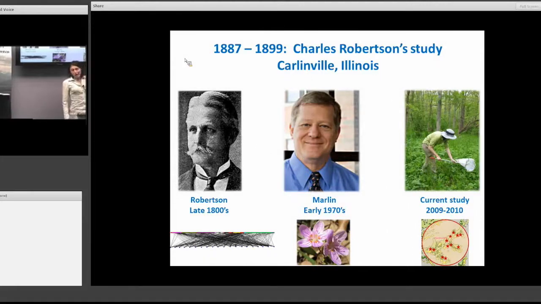In the meantime, a lot of land has been deforested, and there's been warming in Carlinville of about 2 degrees, primarily in the winter and the spring. In the early 1970s, John Marlin went to Carlinville to resample many of the same plant species, especially this one here, Claytonia virginica. It's also known as spring beauty.